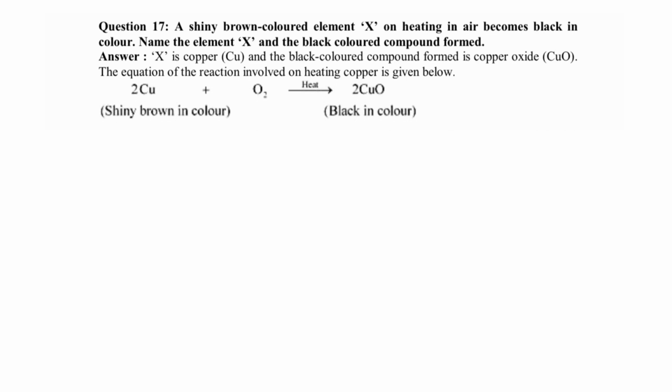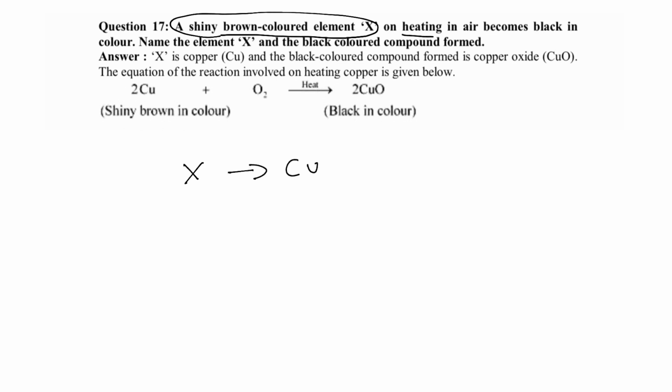A shiny brown colored element or metal. In the question, if they mention a shiny brown colored element or metal, you have to understand it is copper. They won't say it is copper. You have to understand from the term shiny brown colored element, or maybe they will say metal. In both cases, identify it as copper. So X is copper.